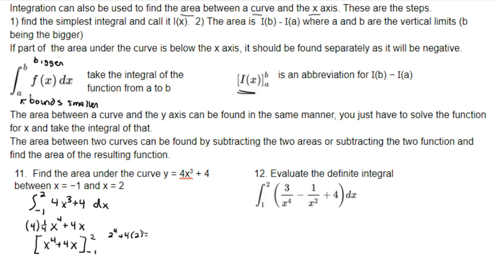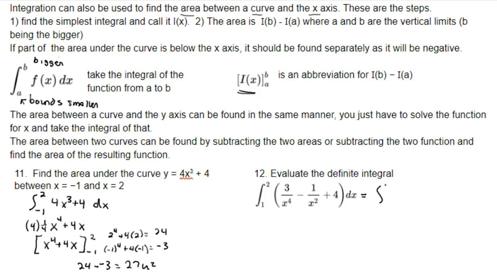So when I substitute a 2 in for all those x's, I get 24. And when I substitute a negative 1 in for all those x's, I'm going to get a negative 3. Now keep in mind, I'm subtracting them. So it's 24 minus a negative 3, which is equal to 27 square units.